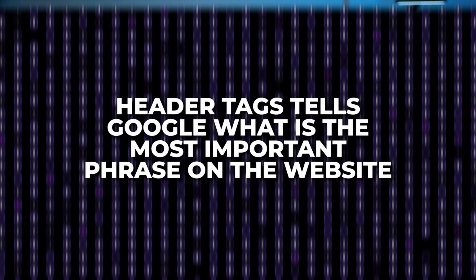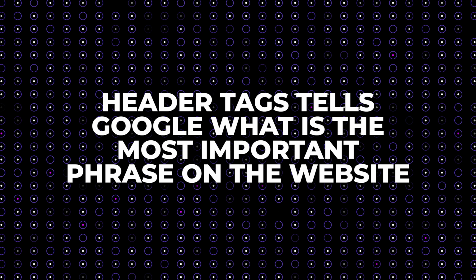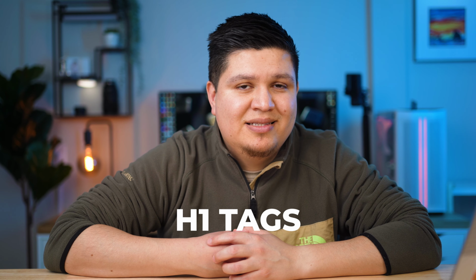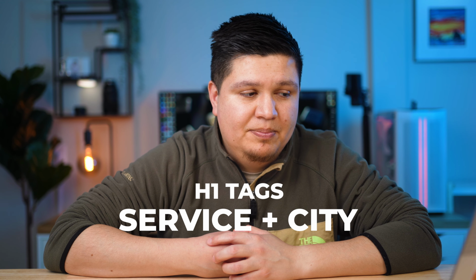Basically, header tags come with different values of numbers to tell Google what is the most important phrase on this website and what you're trying to rank for. So in reality, every website page should have an H1 tag, and that H1 tag should be specific to what it is that you're trying to rank for. And in most scenarios, it's the service plus the city name. So for this example, it would be junk removal in Kansas City or junk removal Kansas City. Those are the two that you would be focusing on.